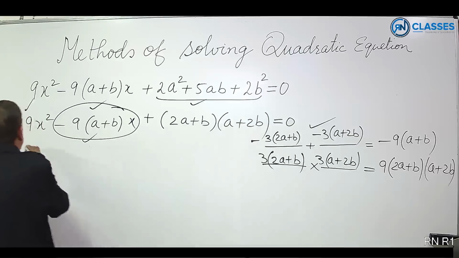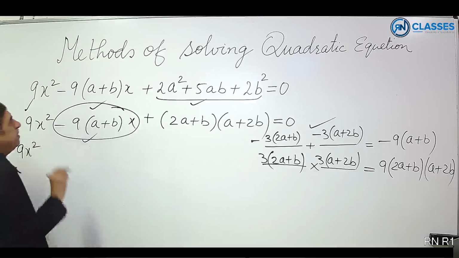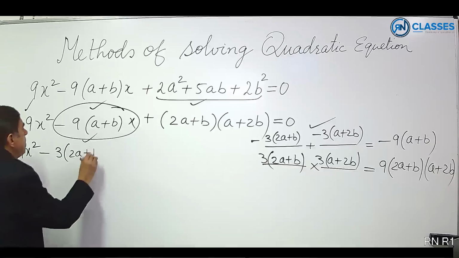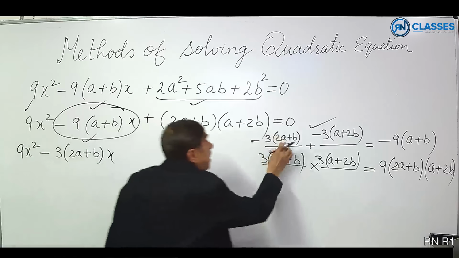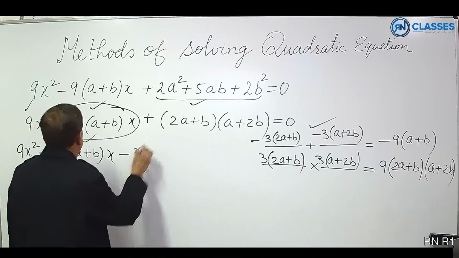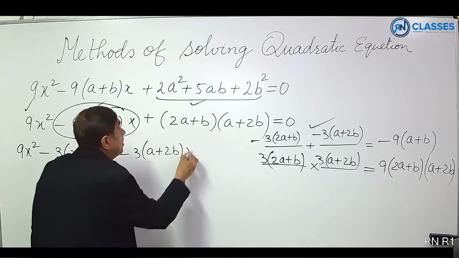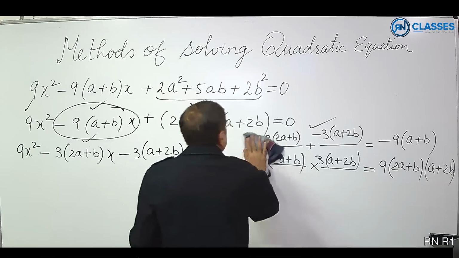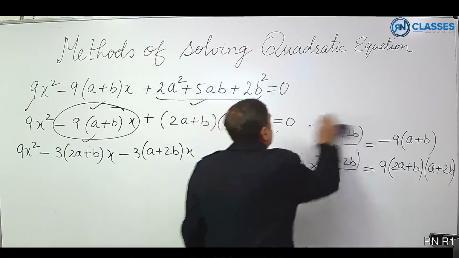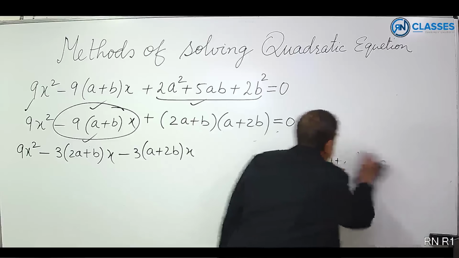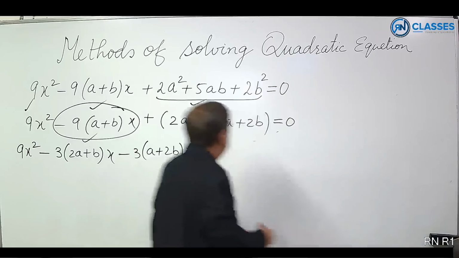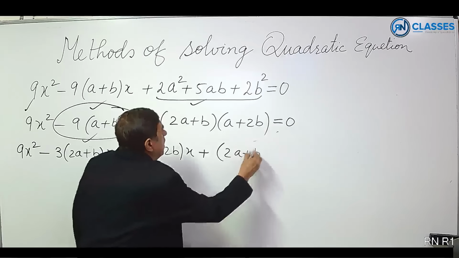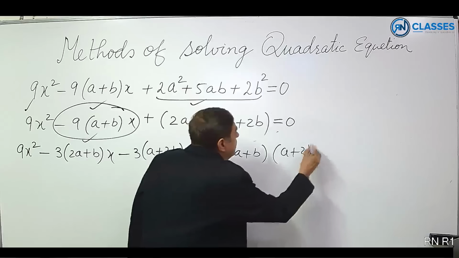So what I will do, I will split the middle term according to this. 9x square as it is, minus 3 into 2a plus b into x, this is the first one, minus 3 into a plus 2b into x, this is the second one, and this term as it is. So I am rubbing it off because I already split the middle term and you know the things. Right? Okay, and I will write this as it is plus 2a plus b into a plus 2b equal to 0.